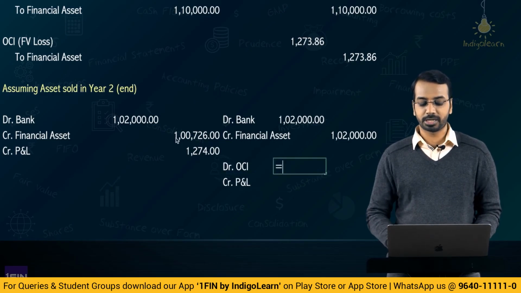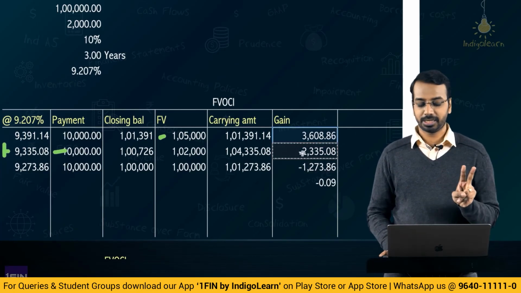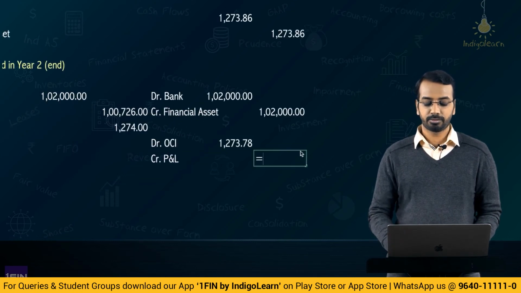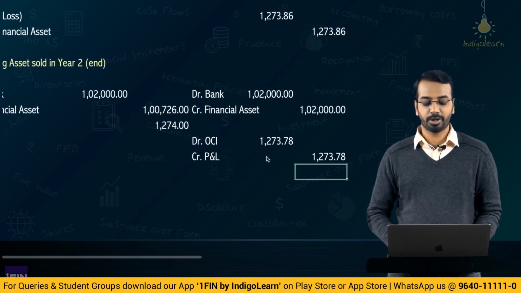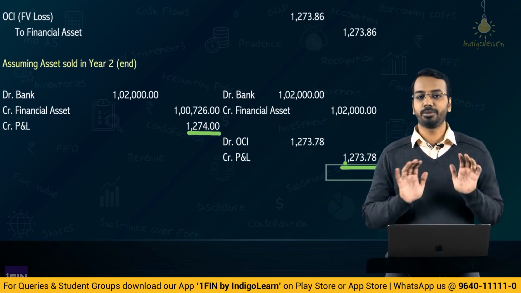How much will be debited to OCI? Whatever is the balance, that is 3608 minus 2335. 2 entries you have already passed. So, the net balance is 1273 and this will be credited to P&L, which is 1273.78. Now, if you see, the net impact to P&L is same in both the cases. It is same in both the cases.